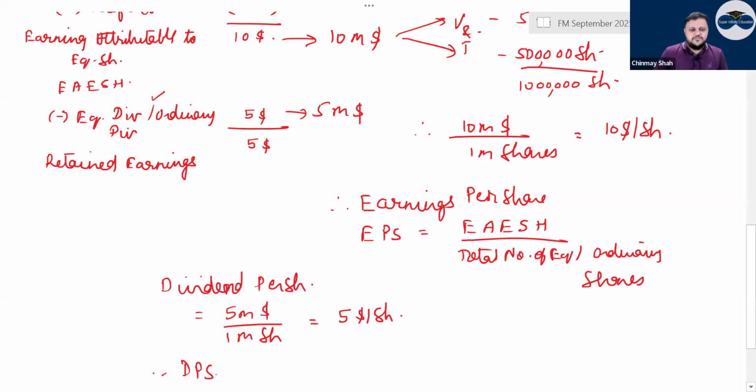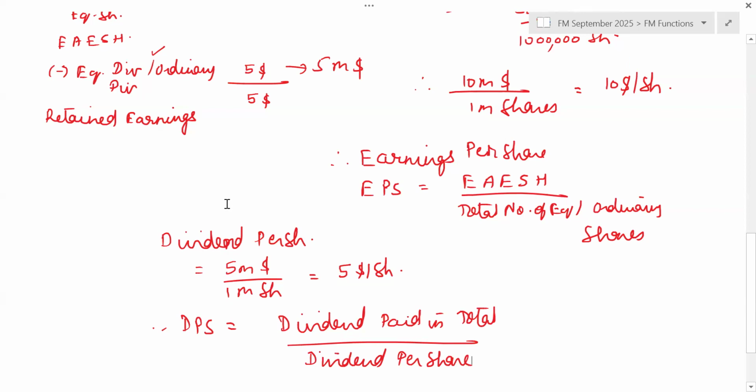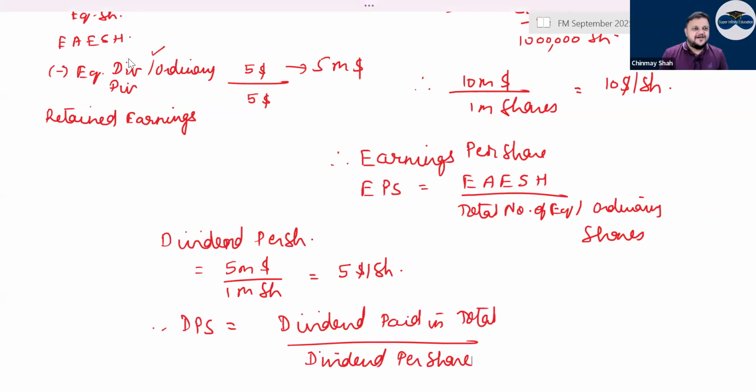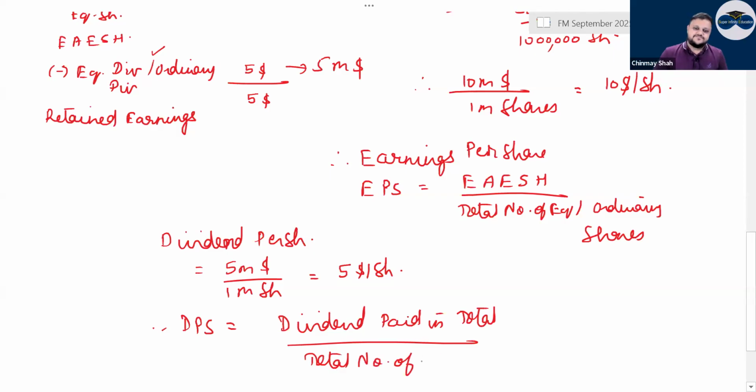So therefore, what is the DPS formula? DPS is dividend paid in total divided by the total number of equity shares, or ordinary shares, whatever you want to say. Okay with both the formulas?